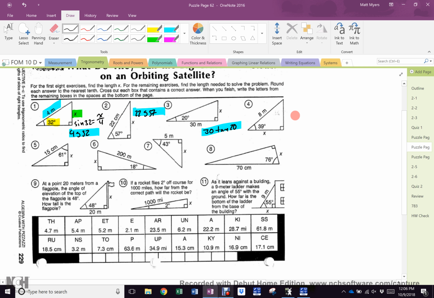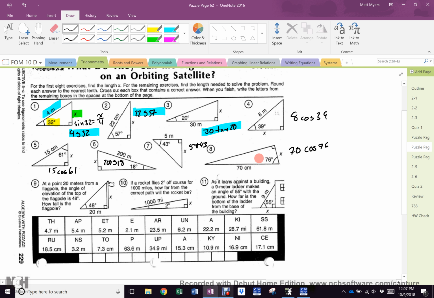8 cos 39. What will 5 be? 15 cos 61. What will 6 be? Adjacent. We're up here now. 6: 200 sine 18. This one: 5 tan 43. 70 tan 76. 70 cos 76. That's a hypotenuse.